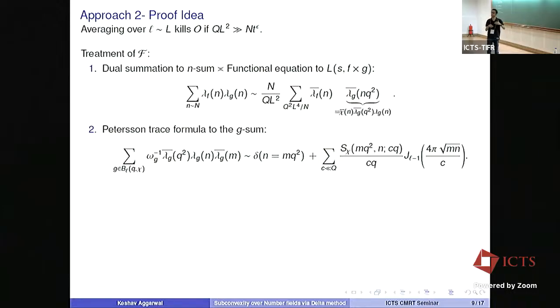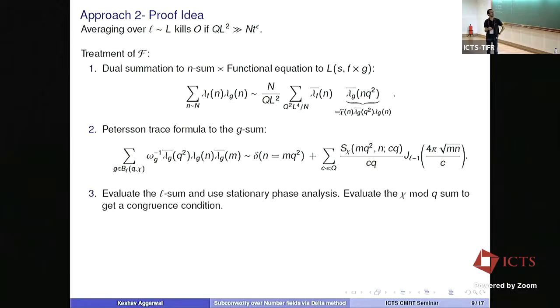You can control its length. When you expand the L function, you can control its length as well. Once you get that, you can apply the Petersson trace formula again to the G sum, because there were certain lambda G's sitting outside with M's, and you have this G sum as well, which gives you a certain diagonal term, and it gives you a certain summation of Kloosterman sums with Bessel functions.